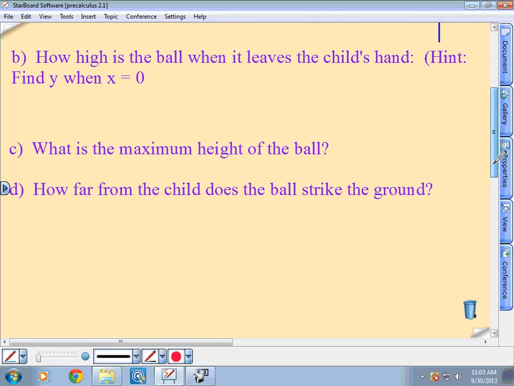How high is the ball when it leaves the child's hand? So in other words, where does the ball start? How high off the ground? A hint is you're just finding y when x is 0. So y equals negative 1/12 times 0 squared plus 2 times 0 plus 4. That's easy enough, right? Yep.